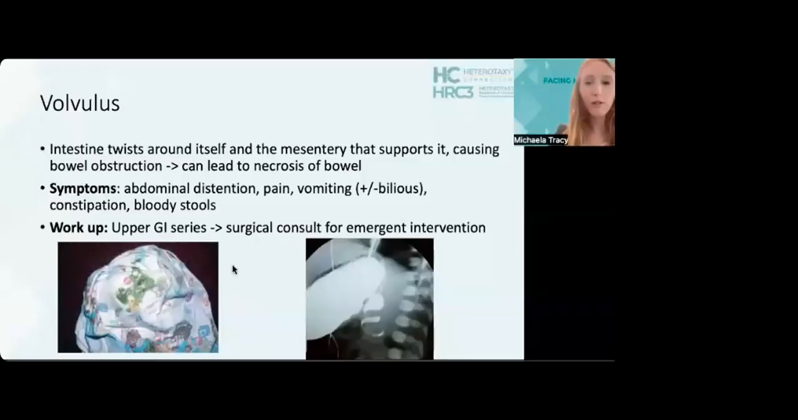For the workup, it's super important that if there's any suspicion for this, an upper GI series should be done, which is depicted here, where a patient swallows dye and we watch it. Here you can see that it fills the stomach, and then you can see this corkscrew. You can imagine that the intestines are twisted on themselves here, and then you see no further dye because it's obstructed or blocked. This would then lead to a surgical consult for emergent intervention. The intervention is called a Ladd's procedure, where the surgeons open up the belly, take a look at the bowel, untwist it, and hopefully there's no necrotic bowel, and they tack the bowel up inside the abdomen where it's meant to stay.